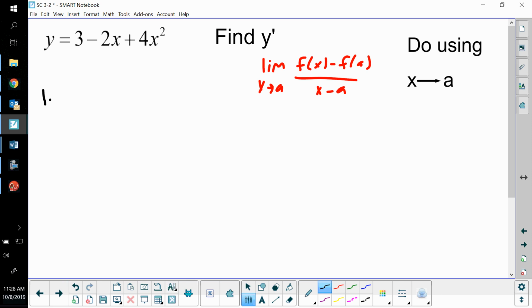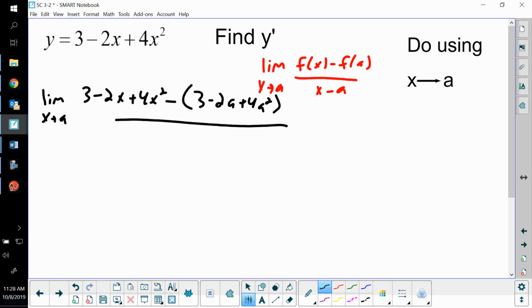So we will start out with limit as x approaches a. F of x, that's what we already have. So 3 minus 2x plus 4x squared. Minus, start a parenthesis. F of a, the meaning is everywhere there's an x, replace it with an a. So we'll have 3 minus 2a plus 4a squared all over the x minus a.